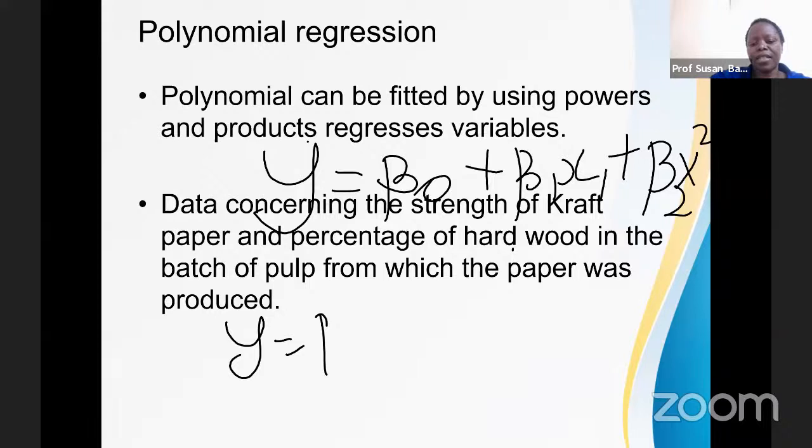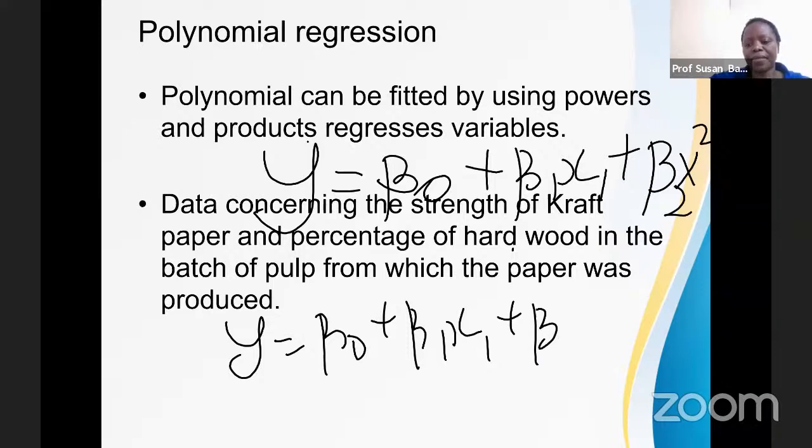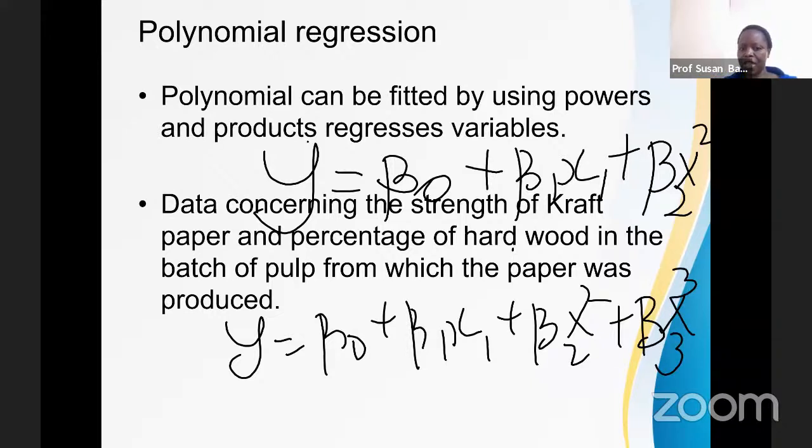We could have the linear part, the quadratic part, and the cubic. So that is a polynomial regression. And in this case, we will get a graph that has a curvature. So we can get something like this.